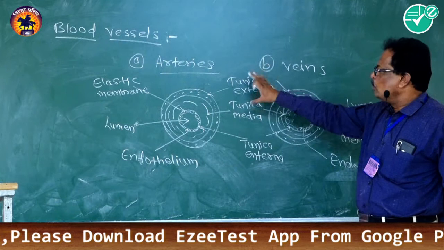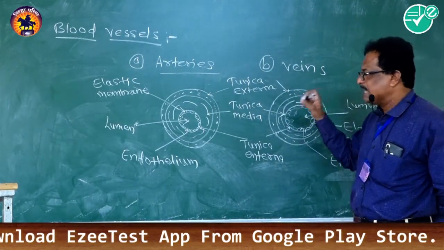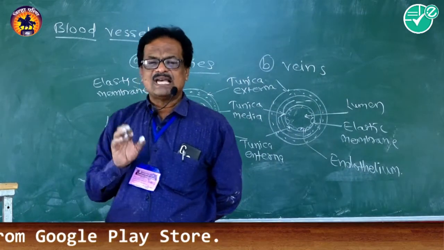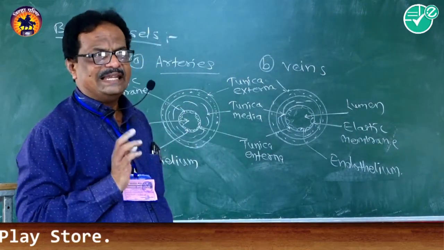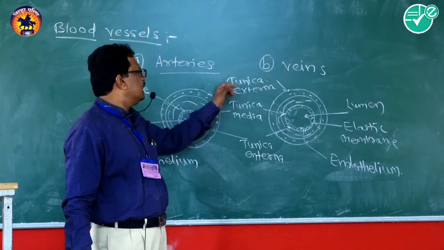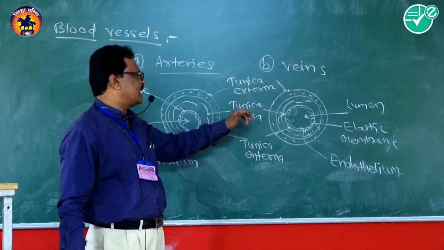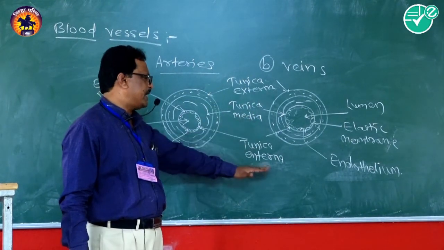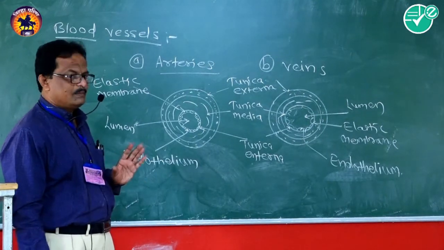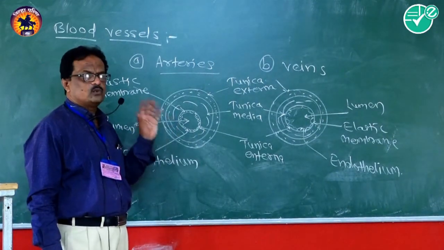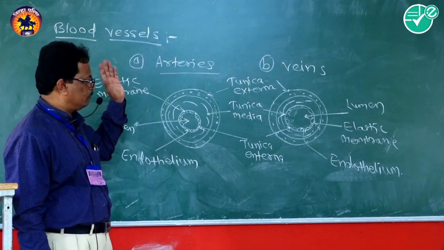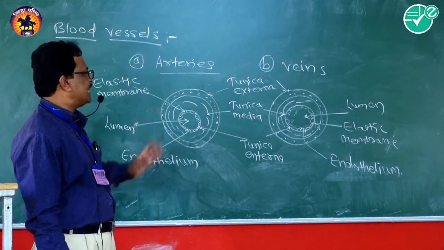It means the walls of both blood vessels are histologically the same. They are made up of three layers from outside. Already we have learned that the outermost layer is known as tunica externa, the middle layer is known as tunica media, and the innermost layer is known as tunica interna. These are the three sublayers which are histologically present in the walls of both blood vessels, that is arteries and veins.